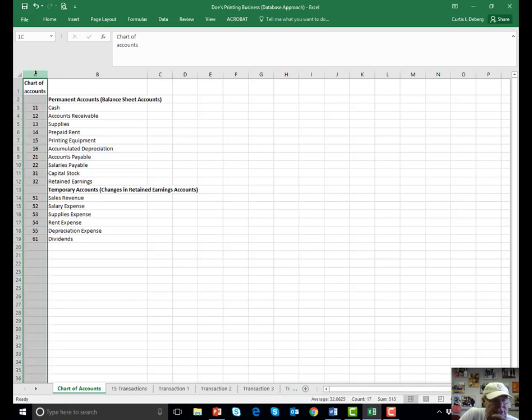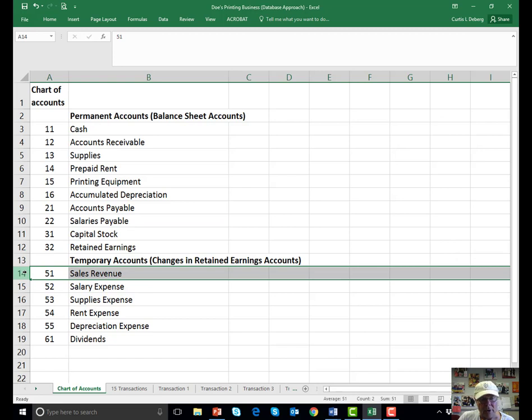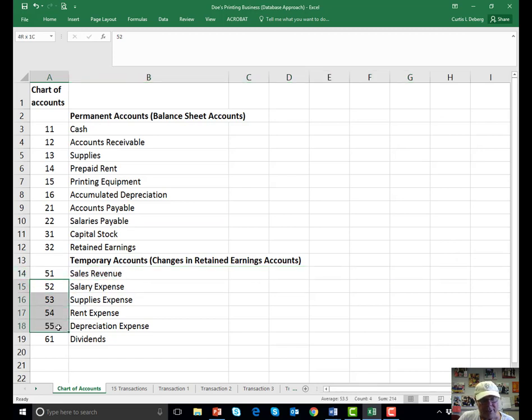And Doe's printing business has a chart of accounts. All assets begin with the number 1, all liabilities the number 2, all equity the number 3, and then all, I would say, temporary accounts. These would be changes in equity. That would be revenues, expenses, and dividends. So here we have a chart of accounts with our 5 assets there, our 2 liabilities, our 2 equity accounts, our 1 increase in equity from earnings, 4 expenses, which are decreases in equity this period. And then when the owners take money out of the business, we call that a dividend.